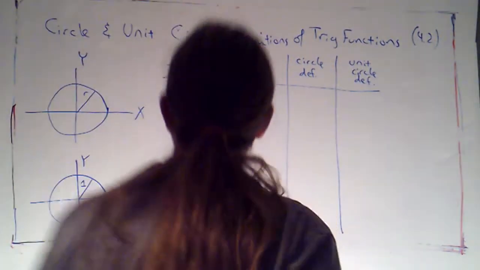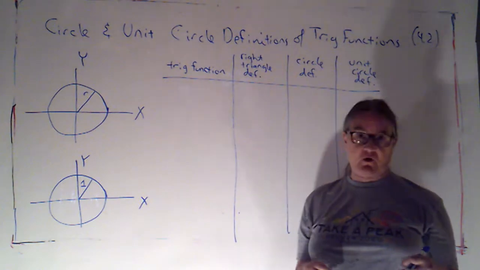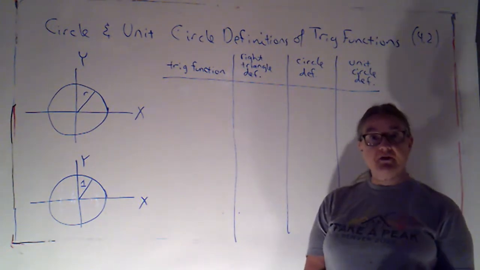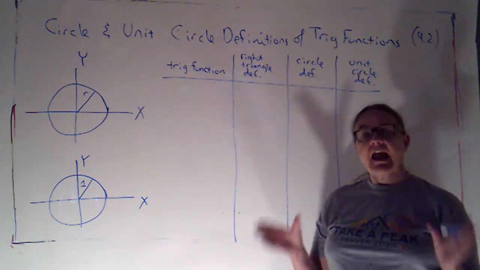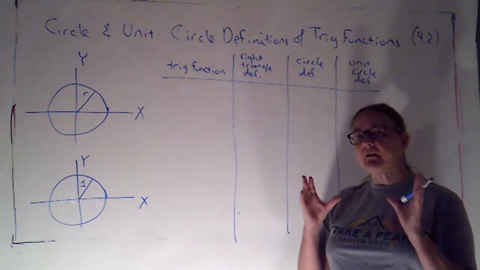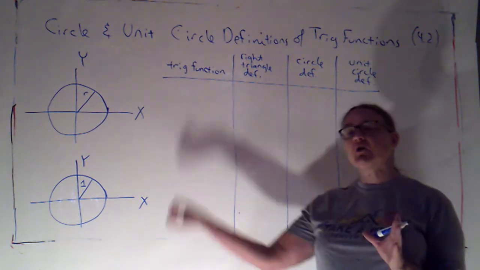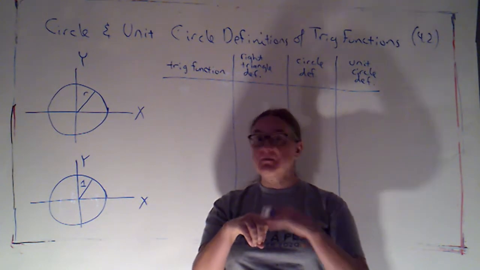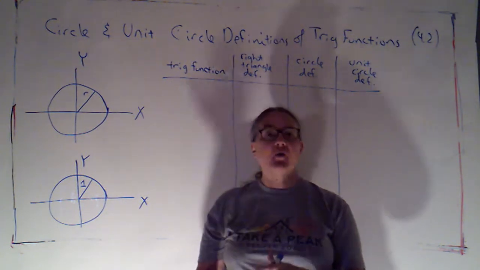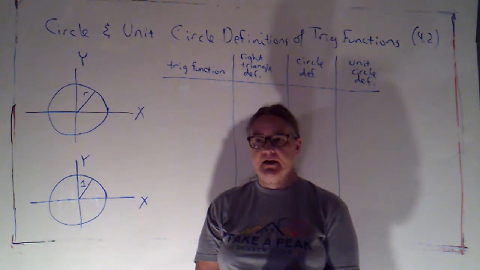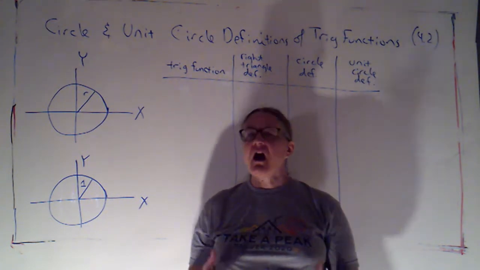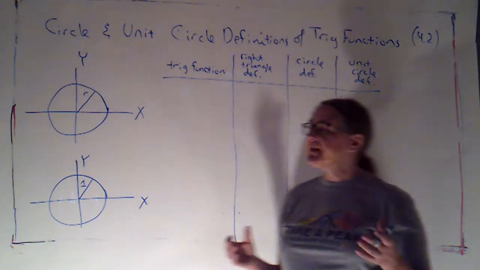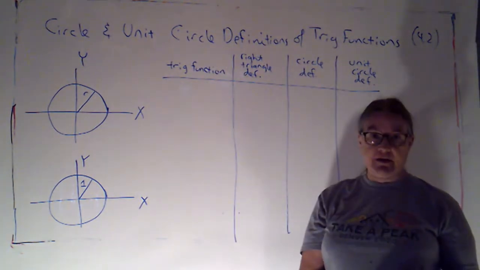In this video, we're going to review the circle, and in particular the unit circle definitions of our trig functions. So far, we've looked at the right triangle definitions. Those are a little bit limited, because in order to use the right triangle definition, your input has to be an acute angle. It has to be in radians between 0 and pi over 2, or in degrees between 0 and 90 degrees. But trig functions are actually defined for almost every angle, and we'll see that if we switch to using the circle definitions.